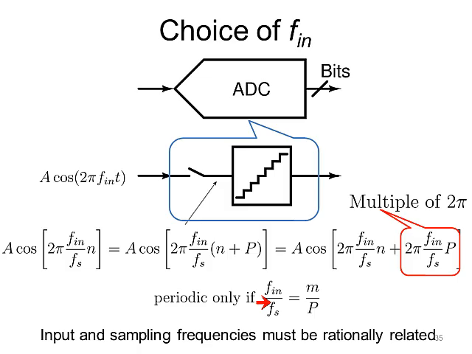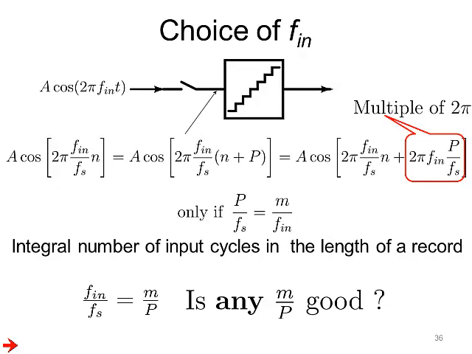This is an important deviation from continuous time, where any sinusoid is periodic. Another way of saying this is to say that P over Fs is M over Fin, and this means that in one record length, you must have an integral number of input cycles.